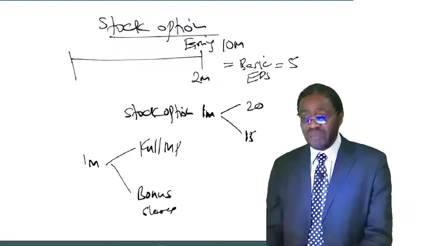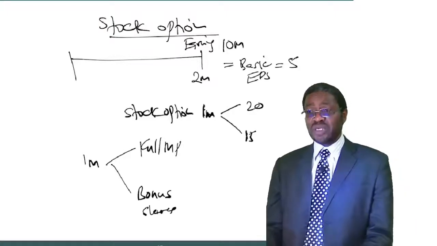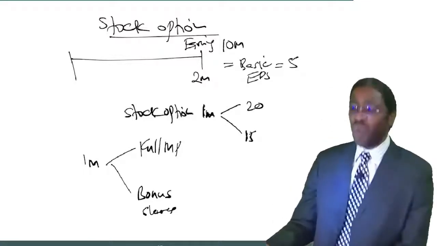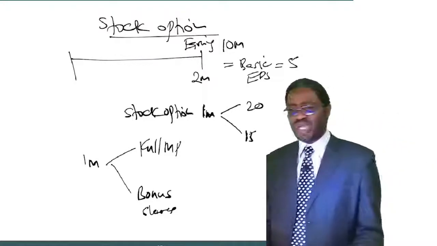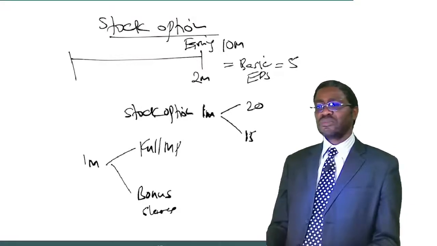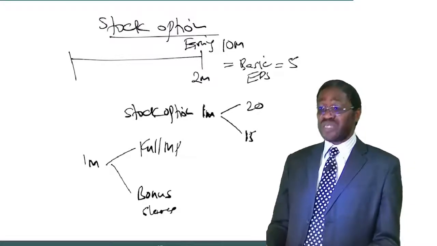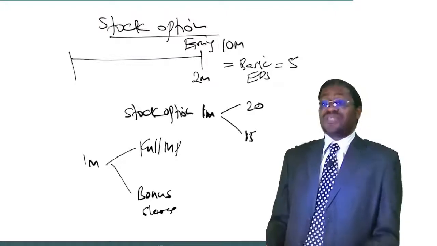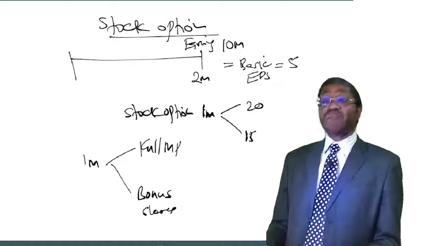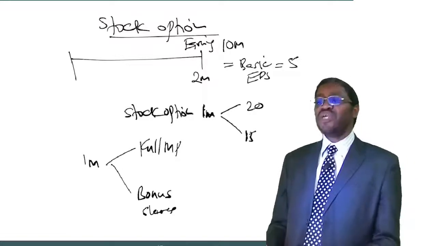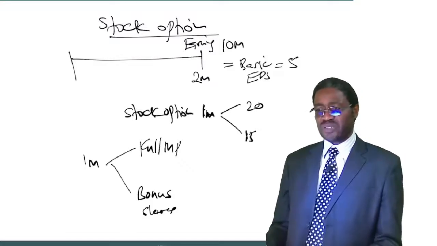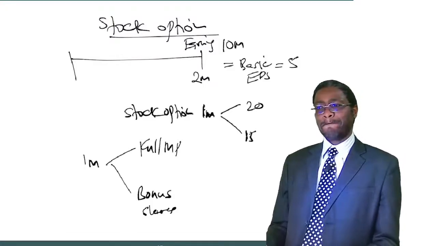So, if you remember, you should be able to tell me, out of the 1 million shares, how many would be deemed to be issued at full market price? How many? Do that calculation. When we were discussing basic EPS, we applied that knowledge. It's the same knowledge I'm asking you to use. Out of the 1 million shares, how many of them will be deemed to be issued at full market price?